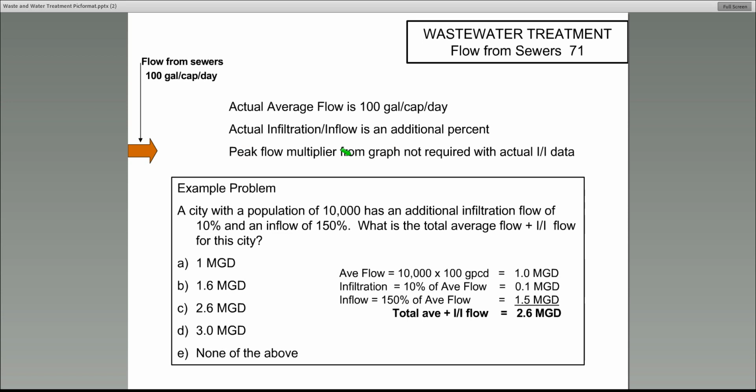Okay, let's say you have a city with a population of 10,000. It has an additional infiltration of 10%. Remember, that's how you estimate infiltration: usually 10% of whatever the flow, and an inflow of 150%. What is the total average flow plus II? And here are the answers. Well, the average flow is 10,000 times 100, which would be 1.0 mgd. Infiltration is 10% of the average flow, 0.1. Inflow is 150% of the average flow, 1.5. So the total average plus II is 2.6. So the answer is C, 2.6.